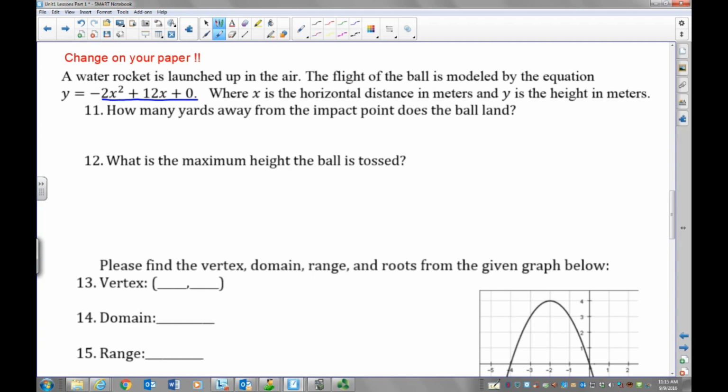Wow, really got to fix this still. Water rocket is launched, the flight of the ball. Wow. Guess I'll be changing this as well. Anyways. Okay, got to make sure that the water rocket is the same.